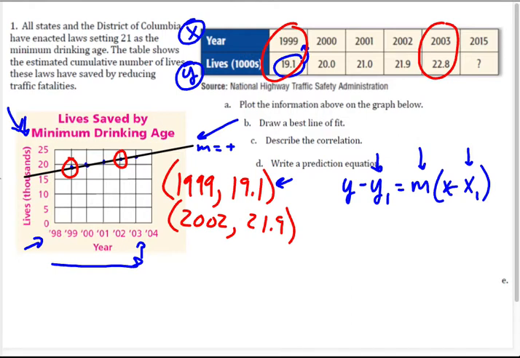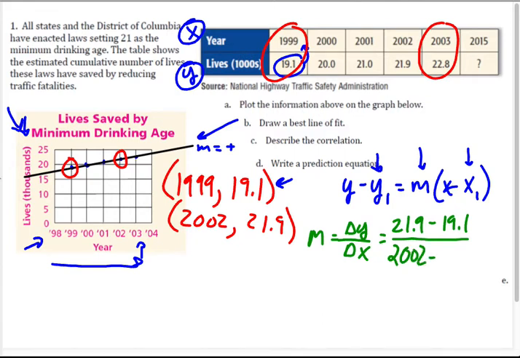Well, slope is change in y over change in x. So what do we got? 21.9, that's my second y value, minus 19.1, all over the x's, now 2002 and 1999. Need a calculator for the top one. Bottom one is 3. If I use my calculator on the top, I think I get 2.8.